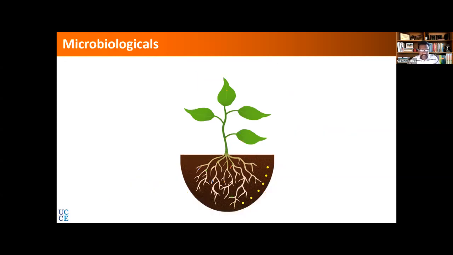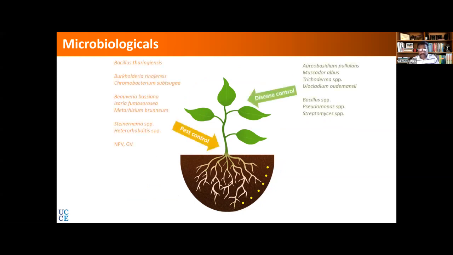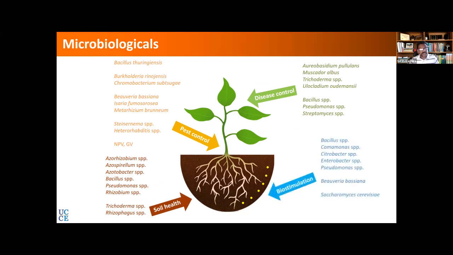We have a variety of microbiologicals that are used for pest control, disease control, and soil health and biostimulation. So here we have these bacteria, fungi, nematodes, and viruses. Then here we have these fungi, different species, and then these genera of bacteria that are used for disease control.